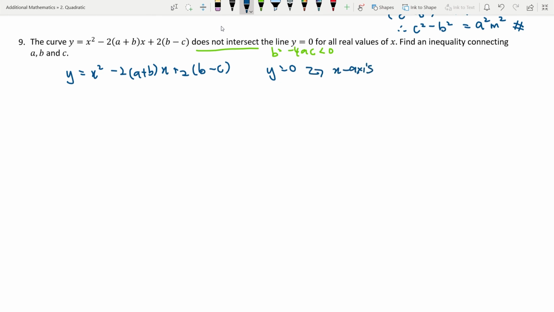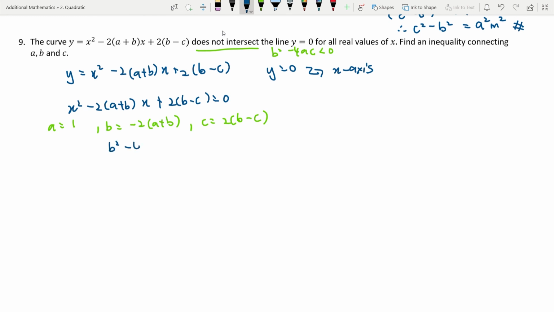The intersection between the curve and the x-axis is actually finding the roots of the quadratic equation. We have x squared minus 2(a plus b)x plus 2(b minus c) is equal to 0. a is equal to 1. b is equal to negative 2 bracket a plus b. c is equal to 2 bracket b minus c. And this quadratic equation has no real root. b squared minus 4ac is less than 0.